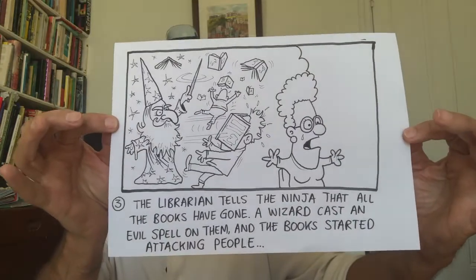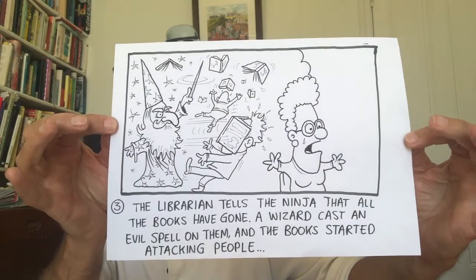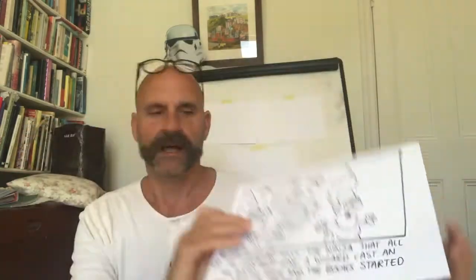Then in the third one, the librarian says, no, we haven't got any books at all because a wizard came in, bewitched all the books and they all started attacking people. Okay, so that's what I got to at the end of the first film.